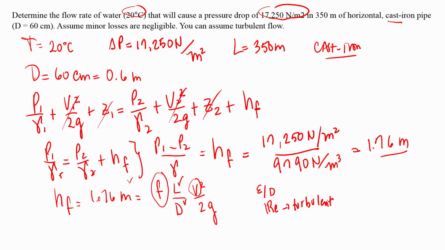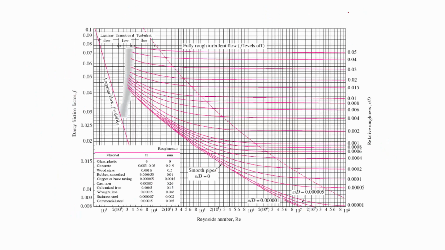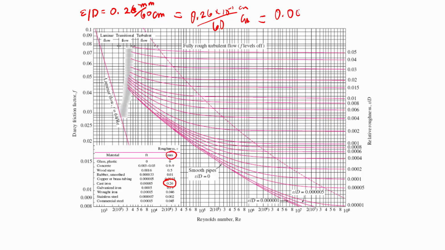So let's do the calculations for epsilon over the diameter. It's a cast iron, so here is my epsilon. Epsilon over D would be 0.26, and the units are important because this is in millimeters, and then I divide by 60 centimeters, so I have to make the conversion. So I have 0.26 times 10 to the minus 1 divided by 60. So everything is centimeters over centimeters, and then the number I get is 0.0004033.